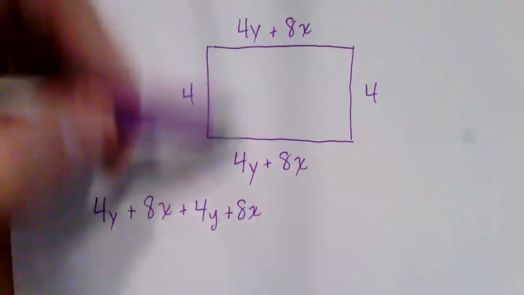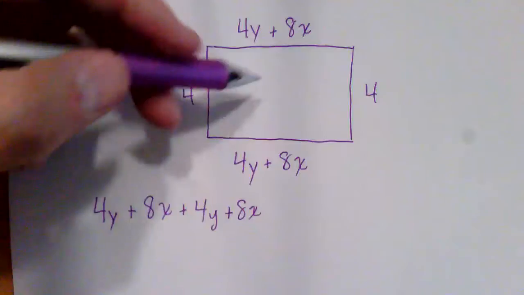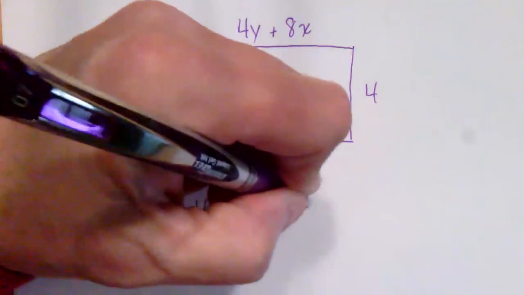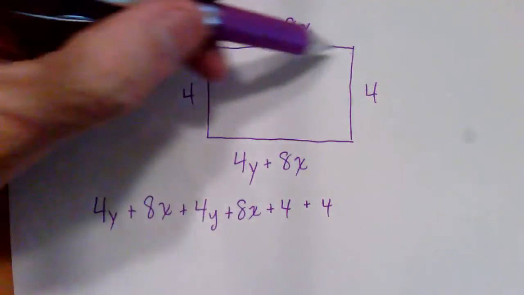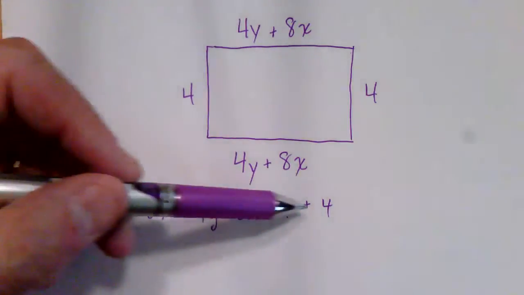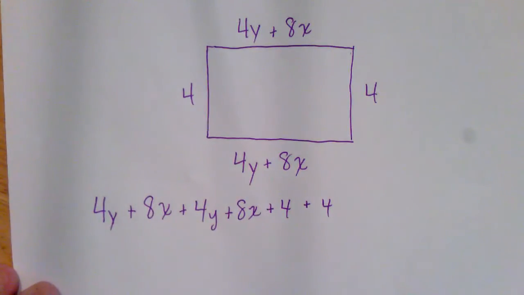And then we're going to add the other side to it, right? So we've got these two sides added together. And then I've got to get these two sides added together. Plus 4 plus 4. Remember, perimeter, we just add up how long each side is. We add them all up together, and we get a perimeter. We're going to simplify this a little bit now. I didn't get that centered very well.